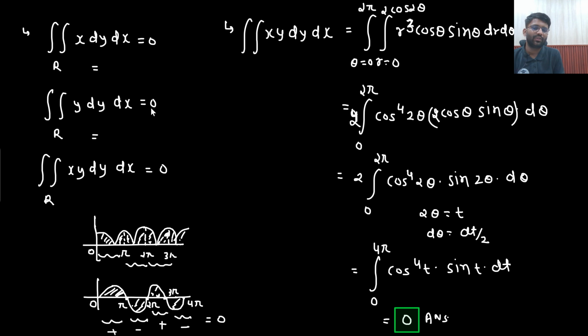So this will also come out to be 0, this will also come out to be 0, which is pretty obvious. What we can do? We can take any odd power. We can take power 2 here, power 3 here as well. This also we can do. All these will come out to be 0.